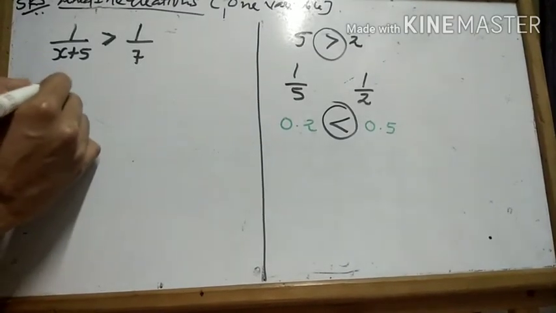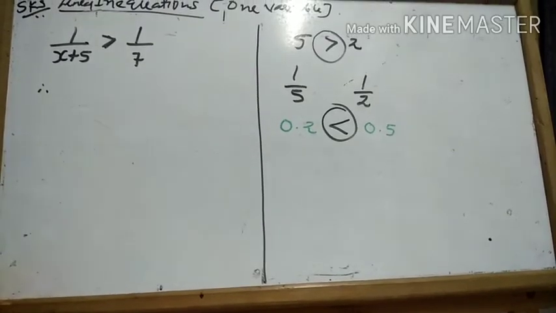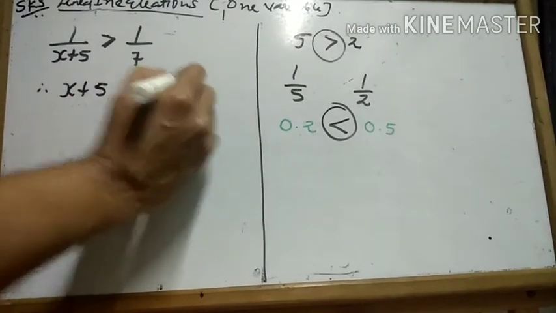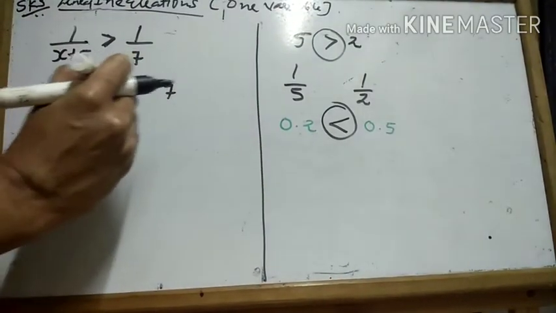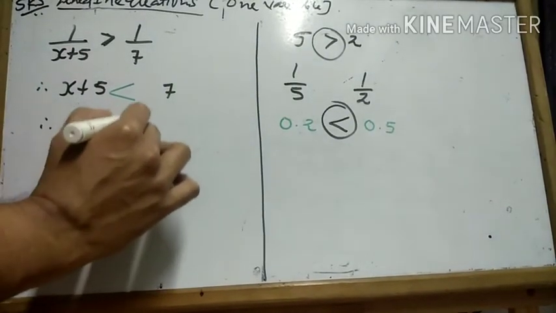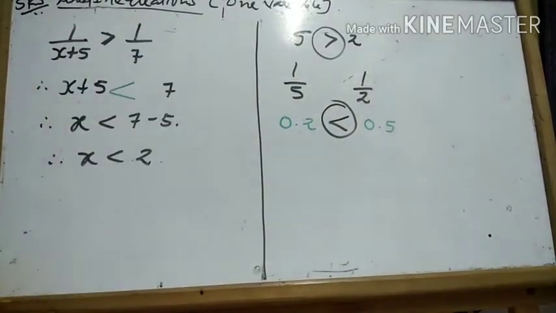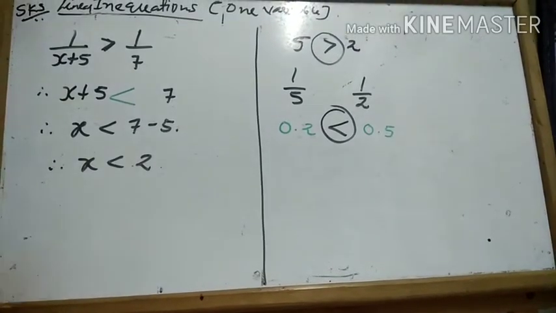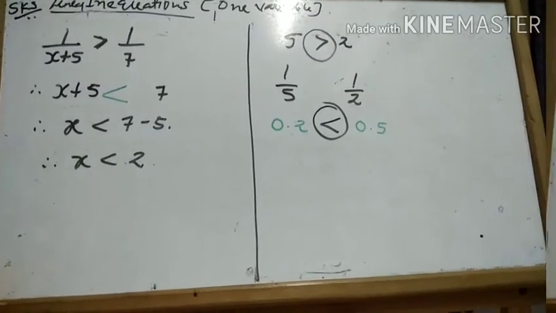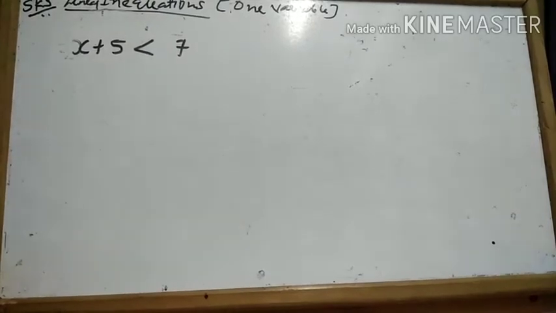inequality sign reverses. So this inequation is written as 1 over x plus 5 is greater than 1 over 7. I am taking multiplicative inverse of both x plus 5 and here 7. Here it was greater than sign, it will change to less than sign. And of course later on we are just following the rules of subtraction. So x will be less than 2. This is the answer for this particular thing. The important thing, if you take multiplicative inverse, then inequality sign reverses. Remember that.